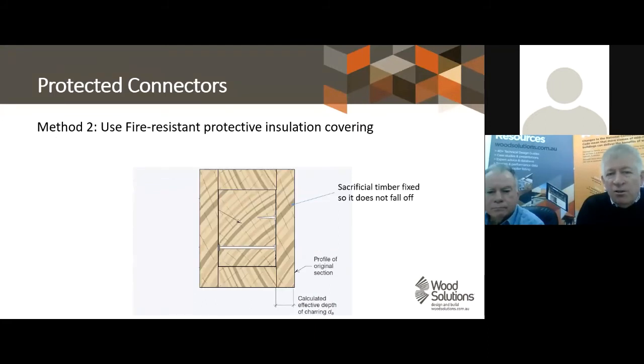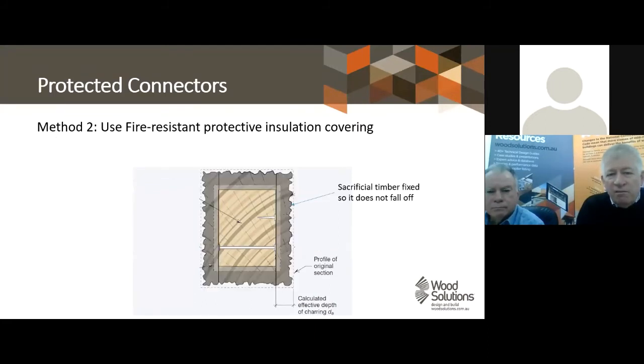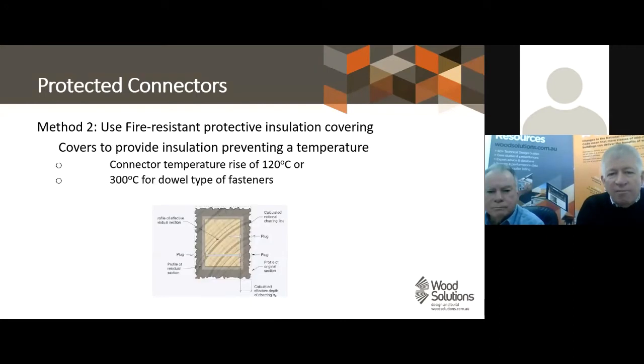Another method is to use fire protected insulation, which is pretty much no rocket science, and you can calculate that. It has a criteria which is useful for testing. Connector temperature is not to rise more than 220 degrees Celsius, or for dowels 300 degrees. The reason dowels are higher is that the dowels are through the timber element, and it's likely to be closer to the surface of the exposed element than an equivalent connector.